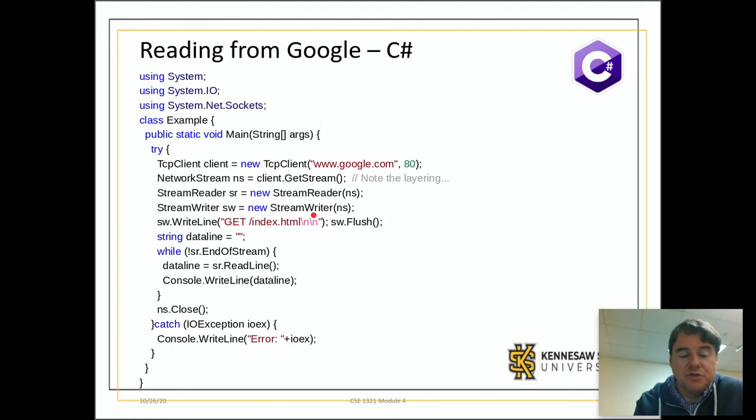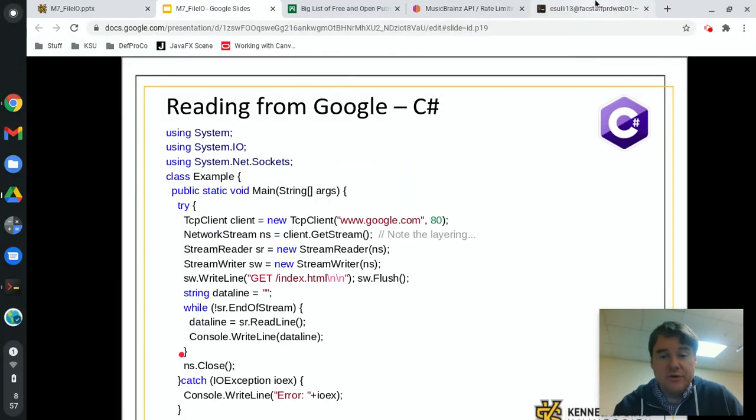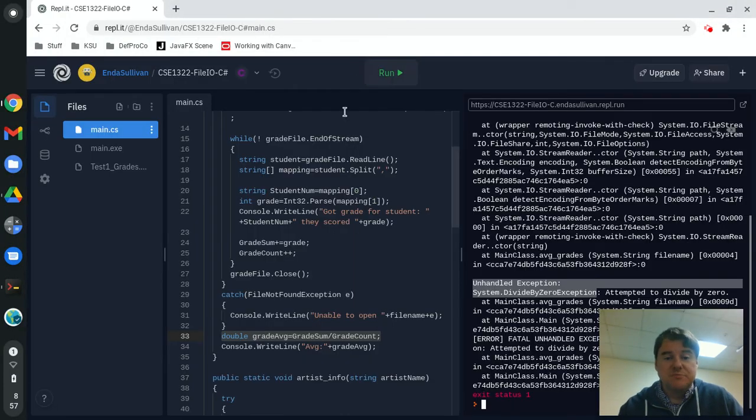If you don't call flush, it won't work. And then while not end of stream on the reader, read in a line and print it out to the screen, and make sure you close the socket at the end. So same exact code. All right, so let me show you another example of that, which is maybe more interesting.